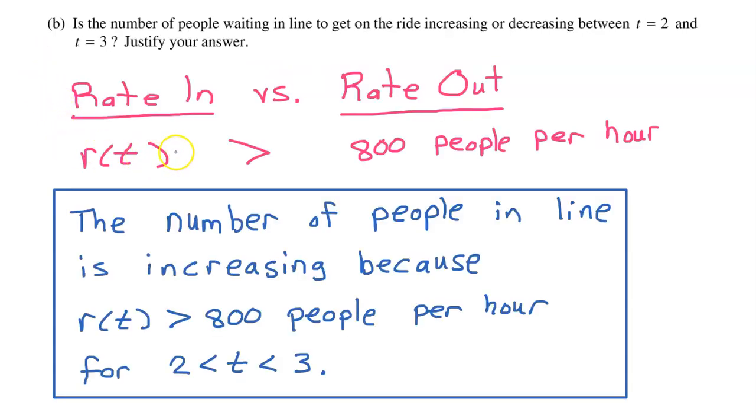Before we look at the graph, let's remember what we discussed in Part B. People are leaving the line at a rate of 800 people per hour. So, if people are entering the line at a rate greater than 800 people per hour, then the line is getting longer. If people are entering the line at a rate less than 800 people per hour, then the line is getting shorter.